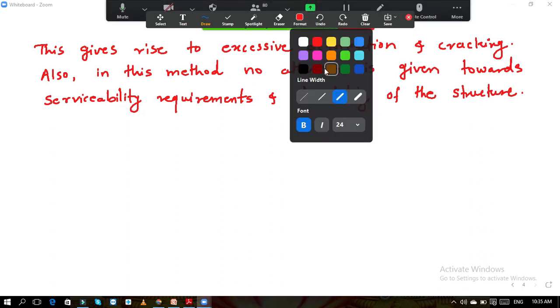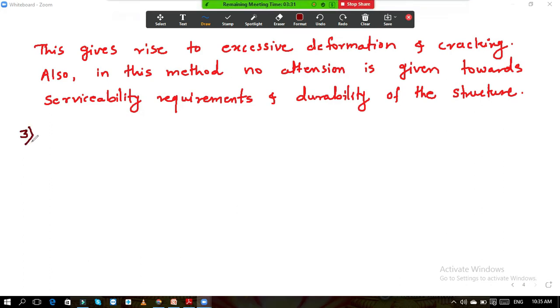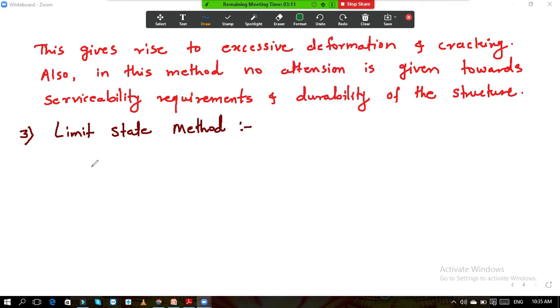Now the next is our final method. Now by using this method we are going to design everything, that is the limit state method. Okay, so write down some information about this.